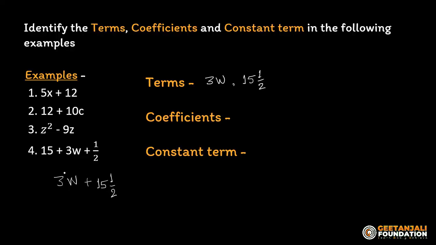Now coefficient of w is equal to 3. So we have got its coefficient also. Now the constant term. Here 15.5 is the only number written over here. So 15.5 is the constant term.